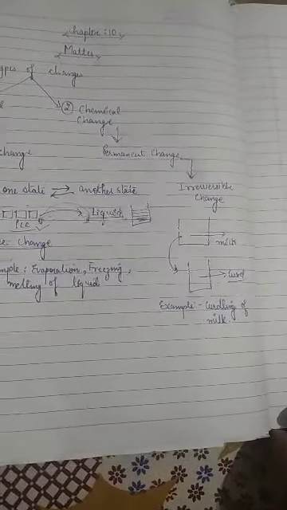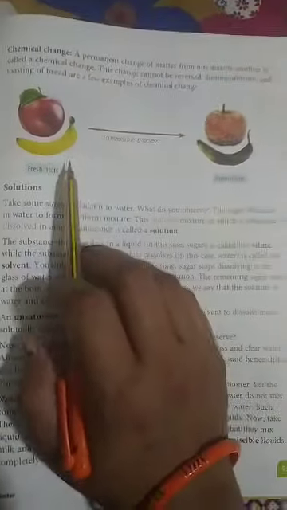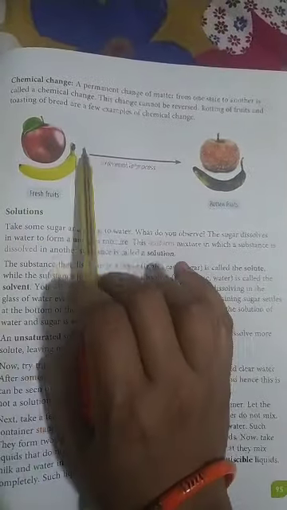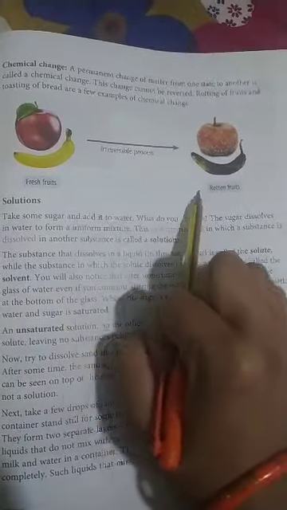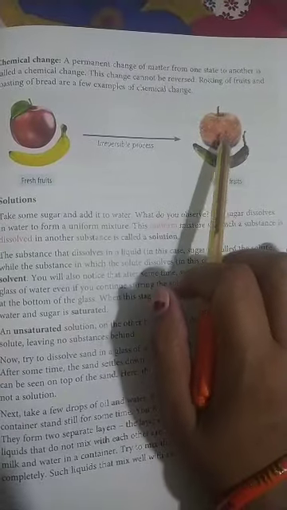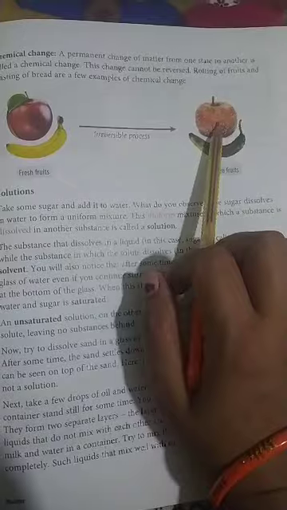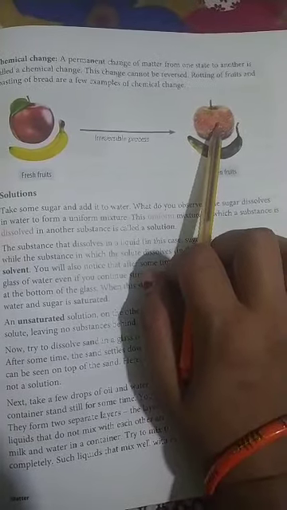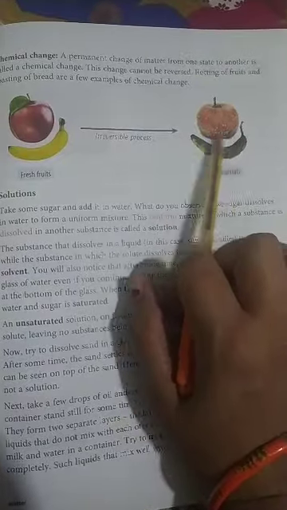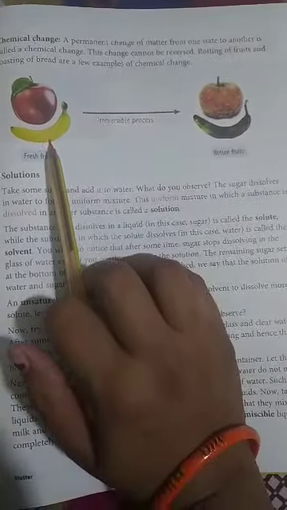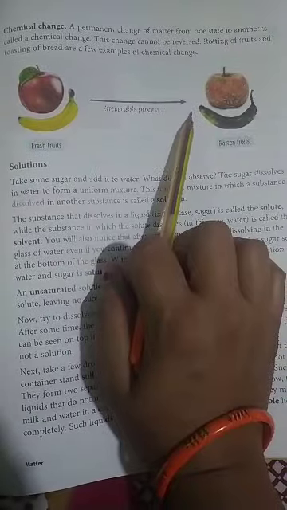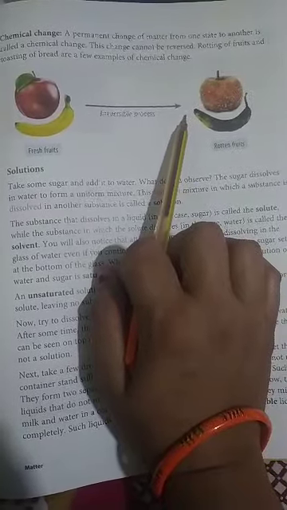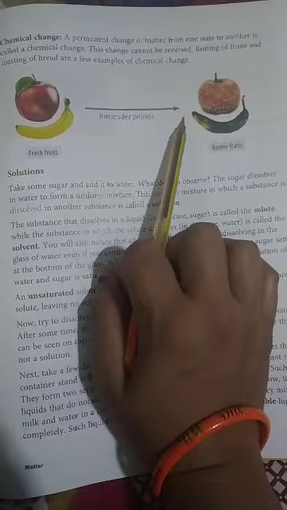Now let us take one more example from your book itself. Just look at this. This is your book. Here are the fresh fruits. Now after some days they are getting rotten. ये खराब हो गए हैं, right? Just look at this banana and this apple. They are in a rotten state. Means they are spoiled. Now can you tell me whether these rotten fruits can again be converted into fresh fruits or not? Absolutely not, right? Because it is a chemical change. It is a permanent change and it is an irreversible change.